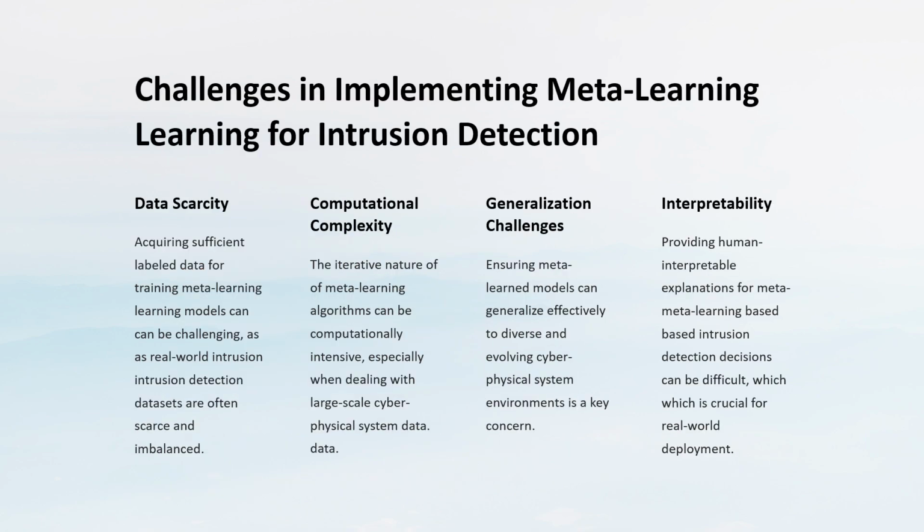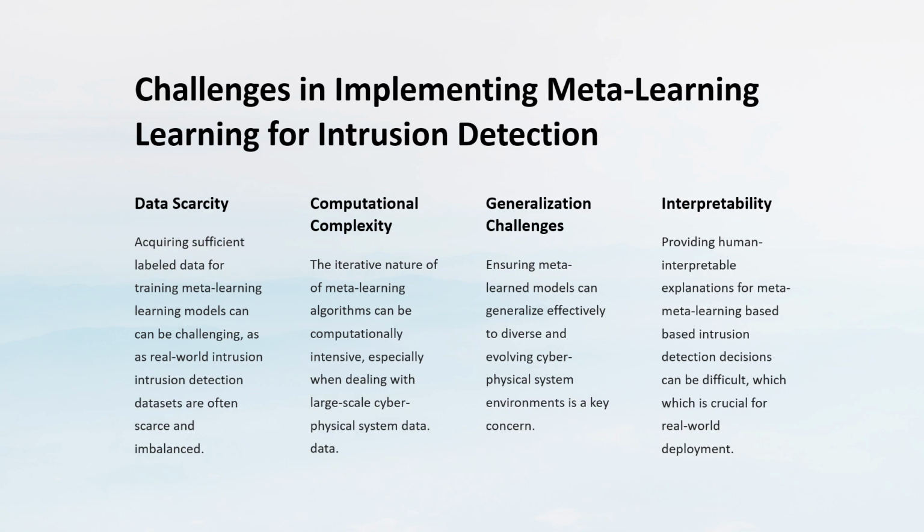Challenges in implementing meta learning for intrusion detection. As we saw the drawbacks of traditional intrusion detection, we also have challenges in implementing meta learning for intrusion detection. What are those? Data scarcity: acquiring sufficient labeled data for training meta learning models can be challenging, as real world intrusion detection datasets are often scarce and imbalanced, given the rapid change in technology.